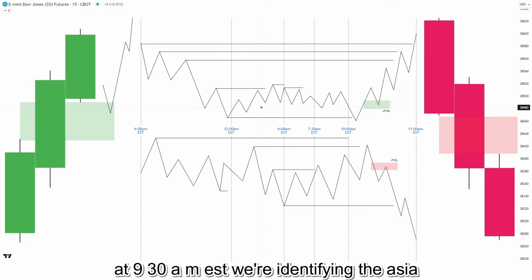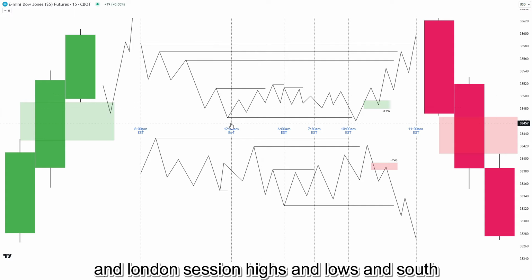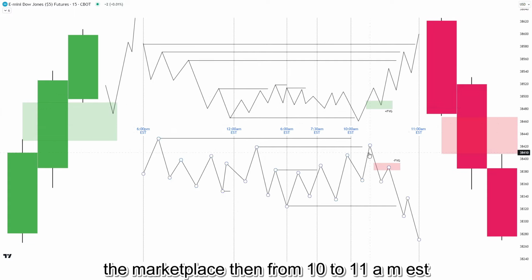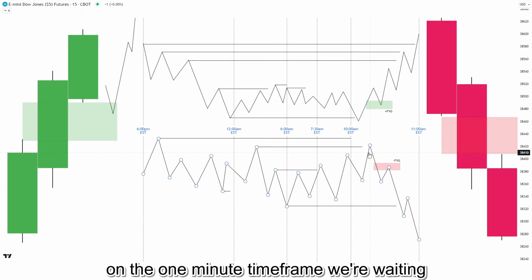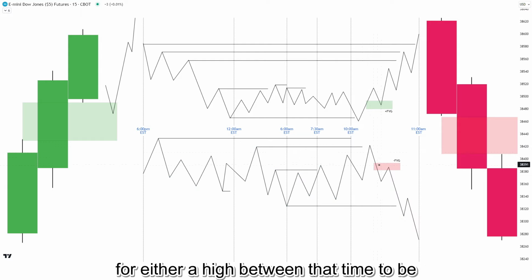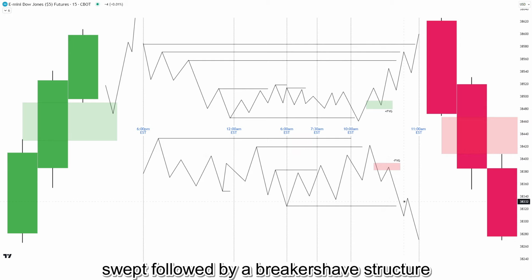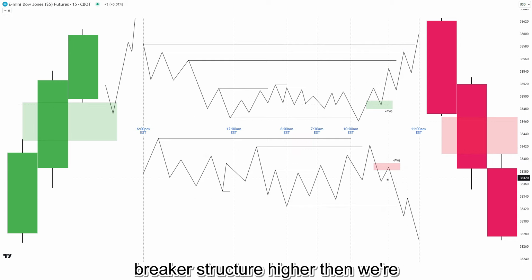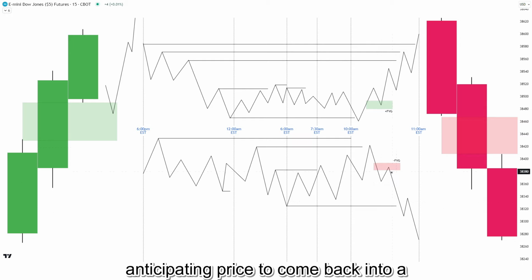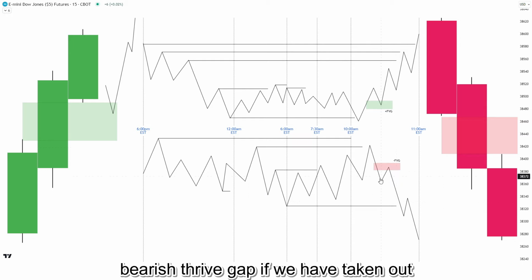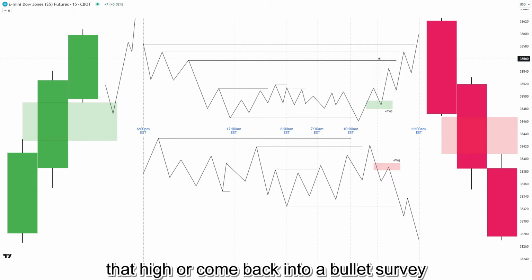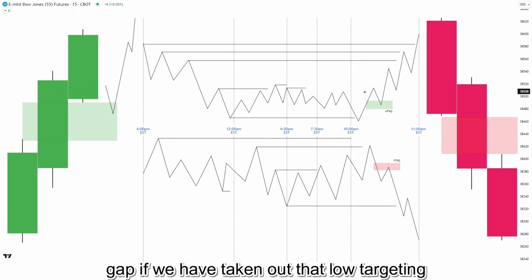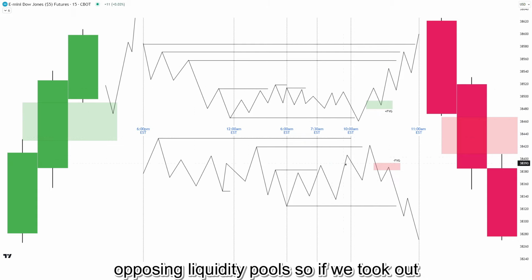So at 9:30 a.m. EST, we're identifying the Asia and London session highs and lows inside of the marketplace. Then from 10 to 11 a.m. EST on the 1 minute time frame, we're waiting for either a high between that time to be swept followed by a break of structure lower, or a low to be swept followed by a break of structure higher. Then we're anticipating price to come back into a bearish fair value gap if we have taken out that high, or come back into a bullish fair value gap if we have taken out that low, targeting opposing liquidity pools.